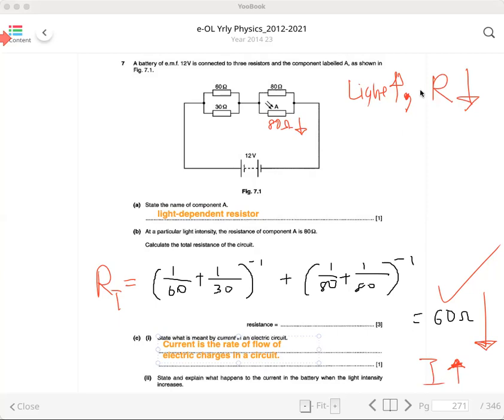I repeat myself again. When the light intensity increases, the resistance of this light dependent resistor will go down. So when this resistor go down, for example, this 80 become 10. You're going to calculate. This value will become lesser. Okay, let's all calculate now.